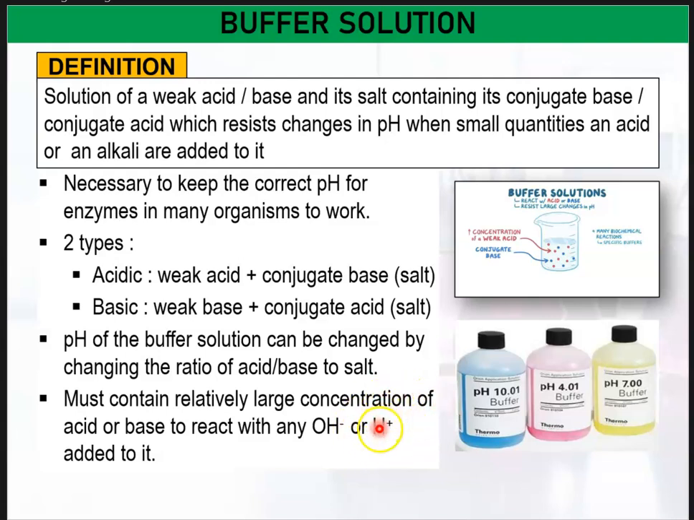When we add the acid or H plus ion, hydronium ion, into the solution, the salts of the buffer will immediately react with the H plus, so there will be no free H plus in the solution that can decrease the pH of the solution, because the pH depends on the concentration of the free H plus ion. Okay, so this is the picture of a buffer solution. We have a basic buffer, acidic buffer, and neutral buffer.